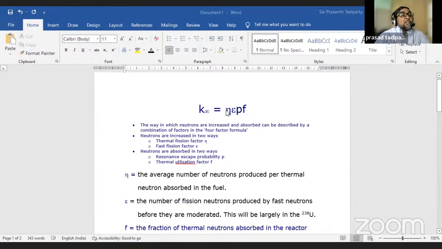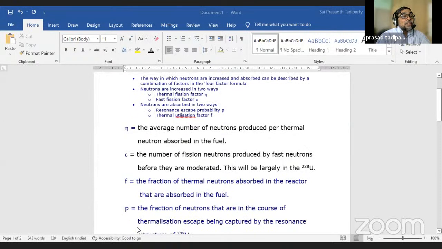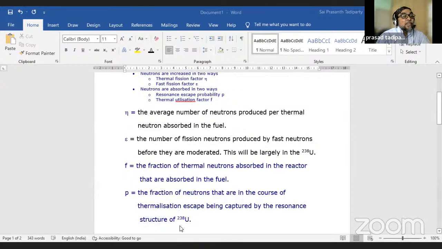Here, I will explain these four terms, and finally we will end up with the important four terms. Before that, we will discuss other important losses or absorption. So eta is the number of neutrons produced per thermal neutron absorbed in the fuel. Similarly, epsilon is the number of fission neutrons produced by fast neutrons before they are being moderated. And F is the fraction of thermal neutrons absorbed in the reactor. And P is the fraction of neutrons that, in the course of thermalization, escape being captured by the resonance structure of U-238.